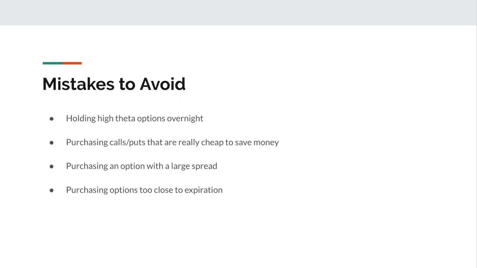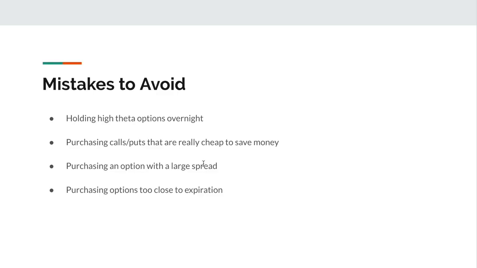So some mistakes to avoid that I have just written out real quick. Holding high theta options overnight. We'll show you some examples of what high theta options look like, because they can really eat away at all your profits that you're hoping for. Purchasing calls and puts that are really cheap to save money. You will see why I put this in here, because the further you are out of the money, the cheaper the calls and puts will be. But you will see that those calls and puts will have whole different Greeks compared to ones that are closer to being in the money.